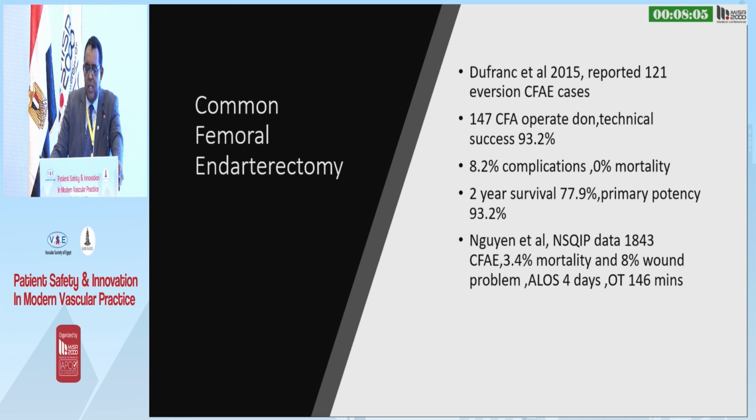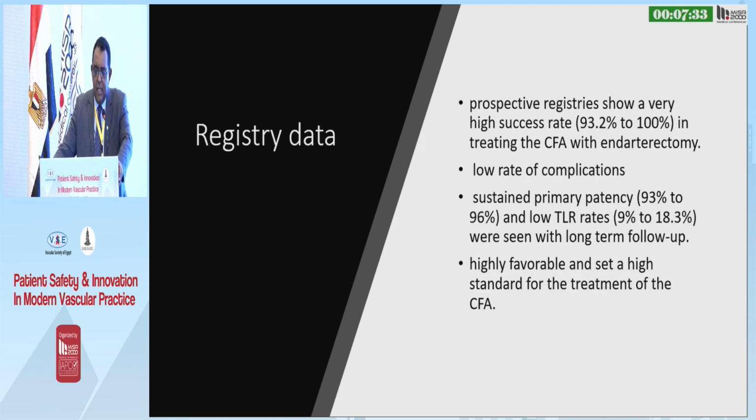In the United States, Nguyen and his colleagues data mined the ACS-NSQIP database, and they managed to find 1,843 common femoral endarterectomies. What's interesting here is that when you look at real-life data, the mortality actually is higher than you would expect. 3.4% 30-day mortality is comparable to that of an open aortic aneurysm. So actually maybe it's not as safe or as small an operation as we think it is. And again, the wound problems that everybody's reported. Prospective registry data also consistently shows high success rates with relatively low complication rates and good primary patency rates.